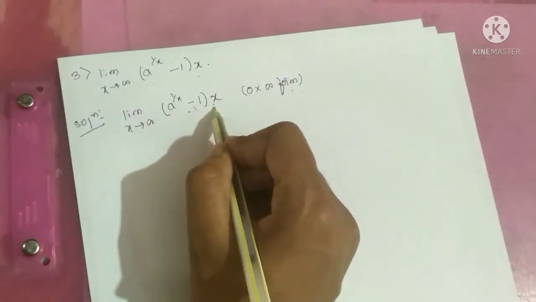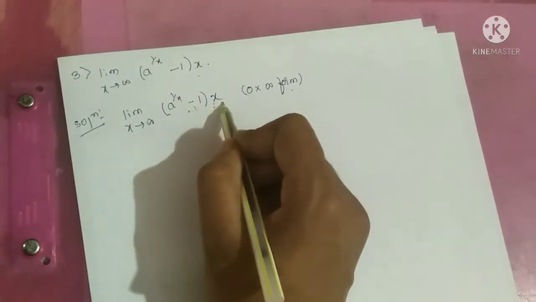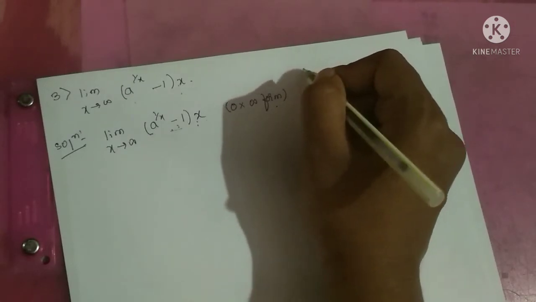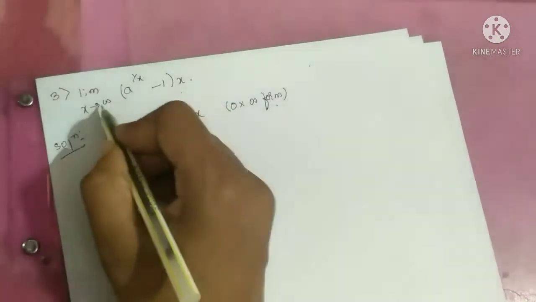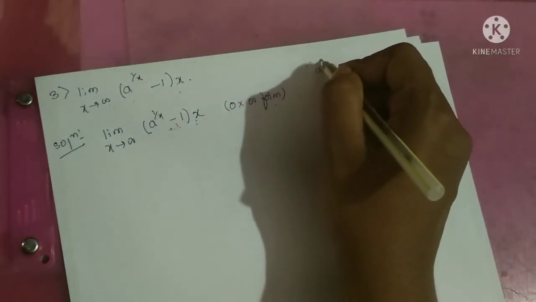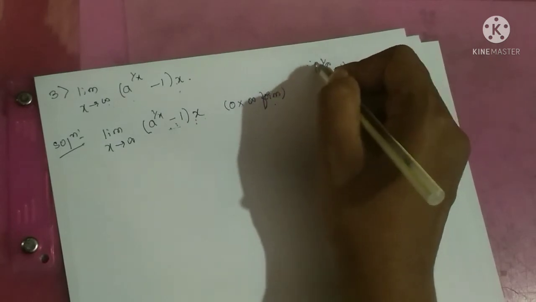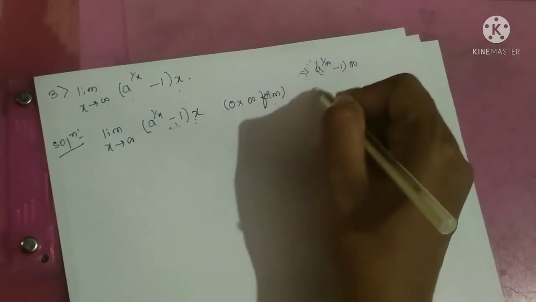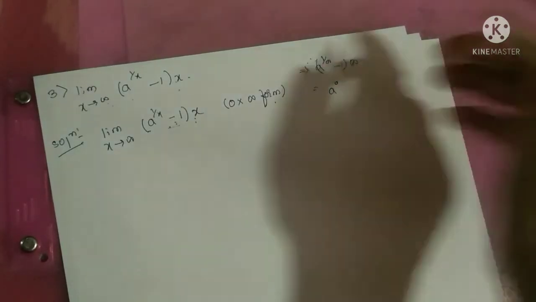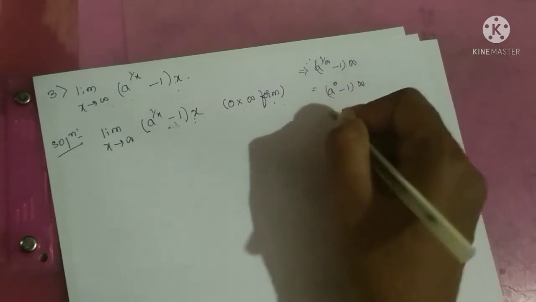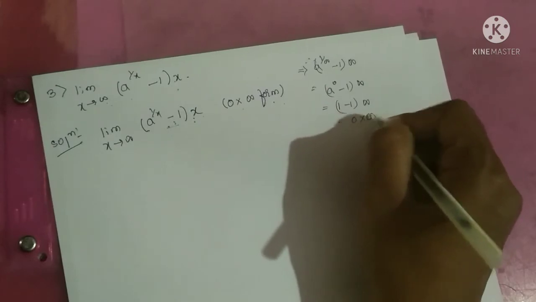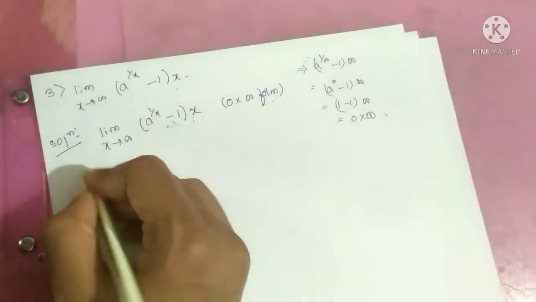So this, a power 1 by x minus 1, into x, is in the 0 into infinity form. You can cross check here: as x tends to infinity, you have a power 1 by infinity minus 1, into infinity. So a power 1 by infinity is a power 0, and a power 0 is 1, 1 minus 1 is 0. You have this given function in the form of 0 into infinity form.